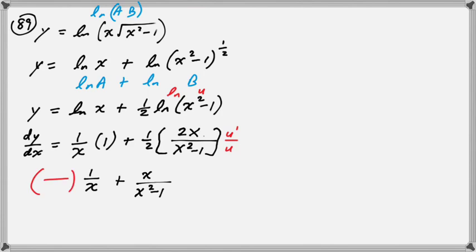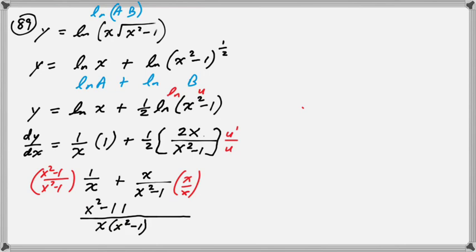Now to get a common denominator, this needs an x squared minus 1, and this needs an x. So what would that make my common denominator? X times x squared minus 1. Over here I get x squared minus 1. This over here gives me an x squared. X squared plus x squared is 2x squared. And again, you'd have this as your answer.